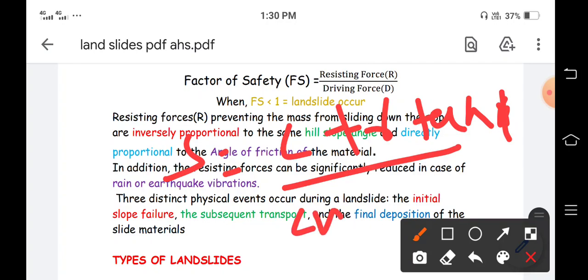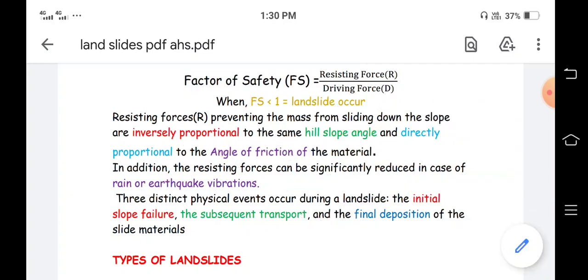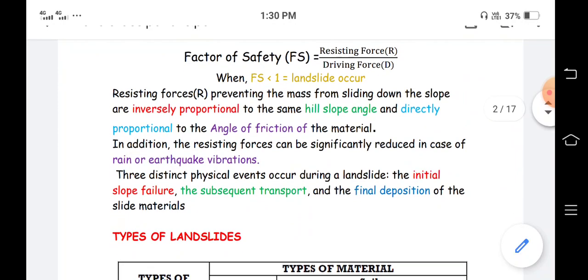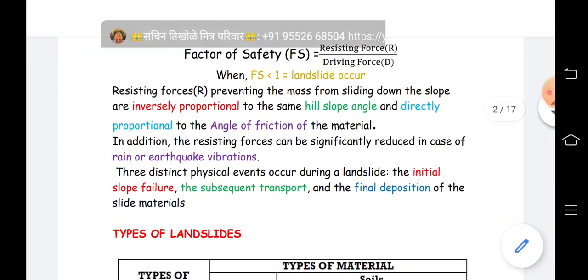That can be the mobilized value, Cm plus sigma tan phi. This is the same formula, but here we use the mobilized values of C and phi. So our slope will be stable when the factor of safety is greater than 1. It means there is no chance of a landslide, and if the factor of safety is less than 1, there is a chance of a landslide.